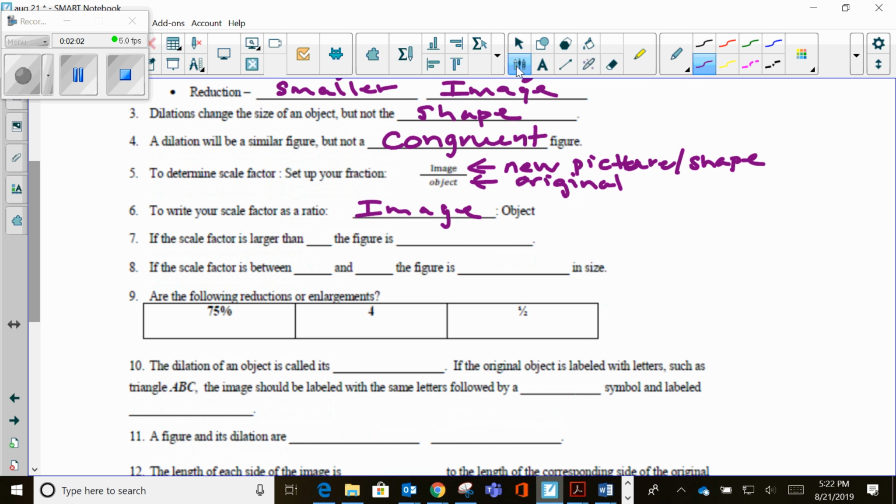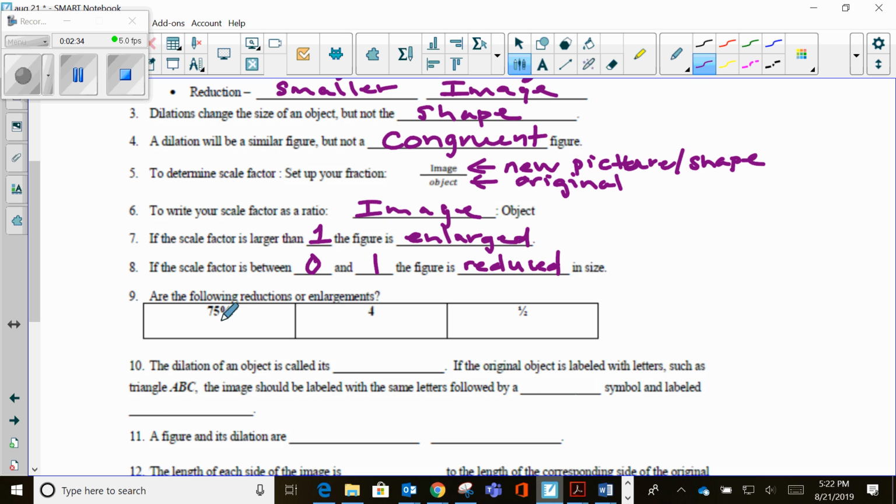If the scale factor is larger than 1, the figure is enlarged. If the scale factor is between 0 and 1, then the image is reduced. The following percentage points for whole numbers or fractions will tell you if your scale factor is an enlargement or a reduction.